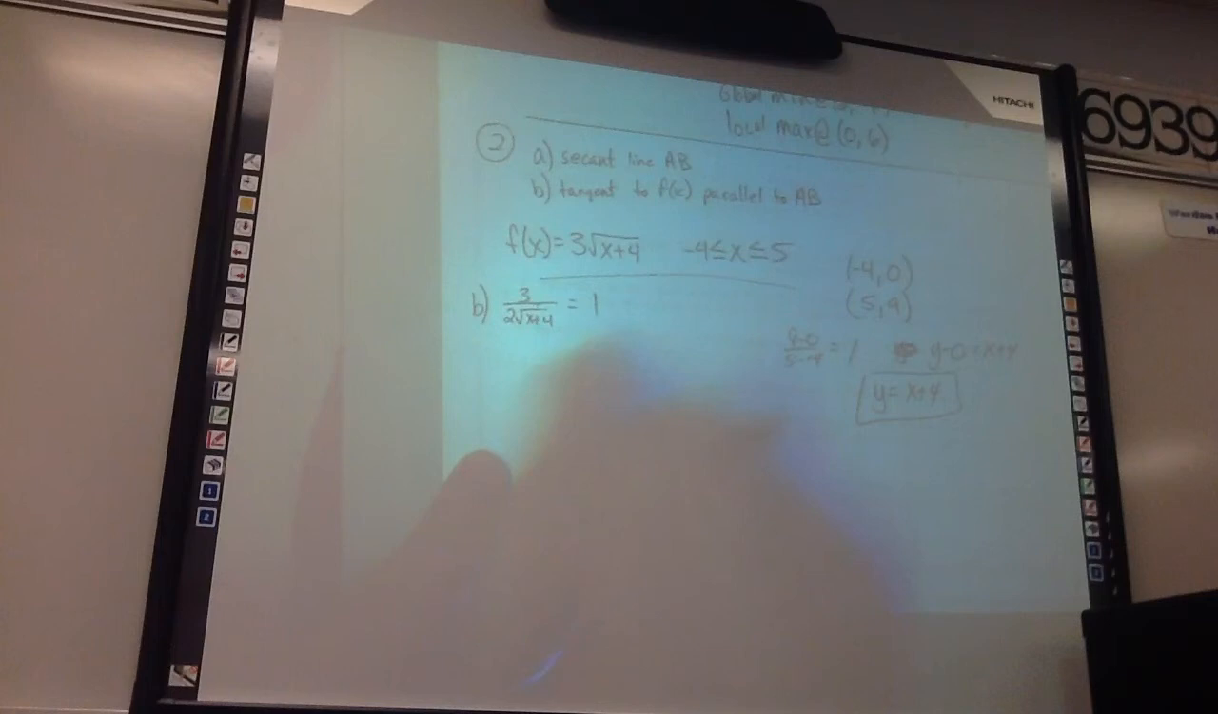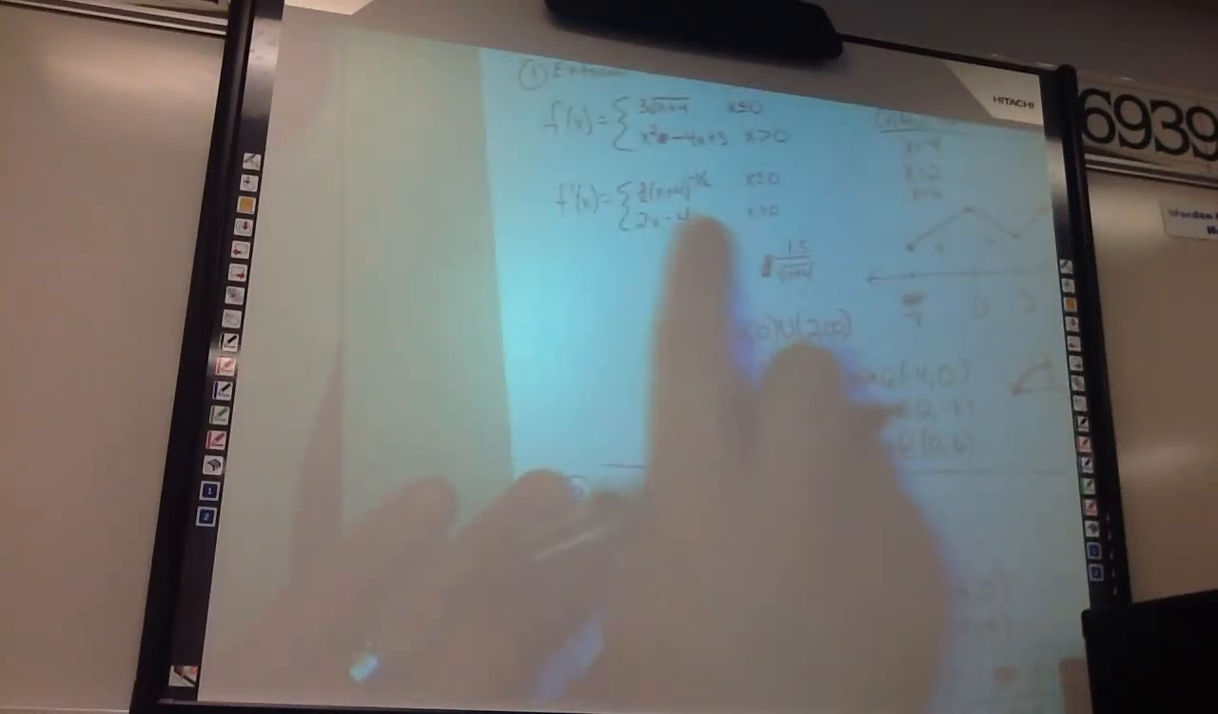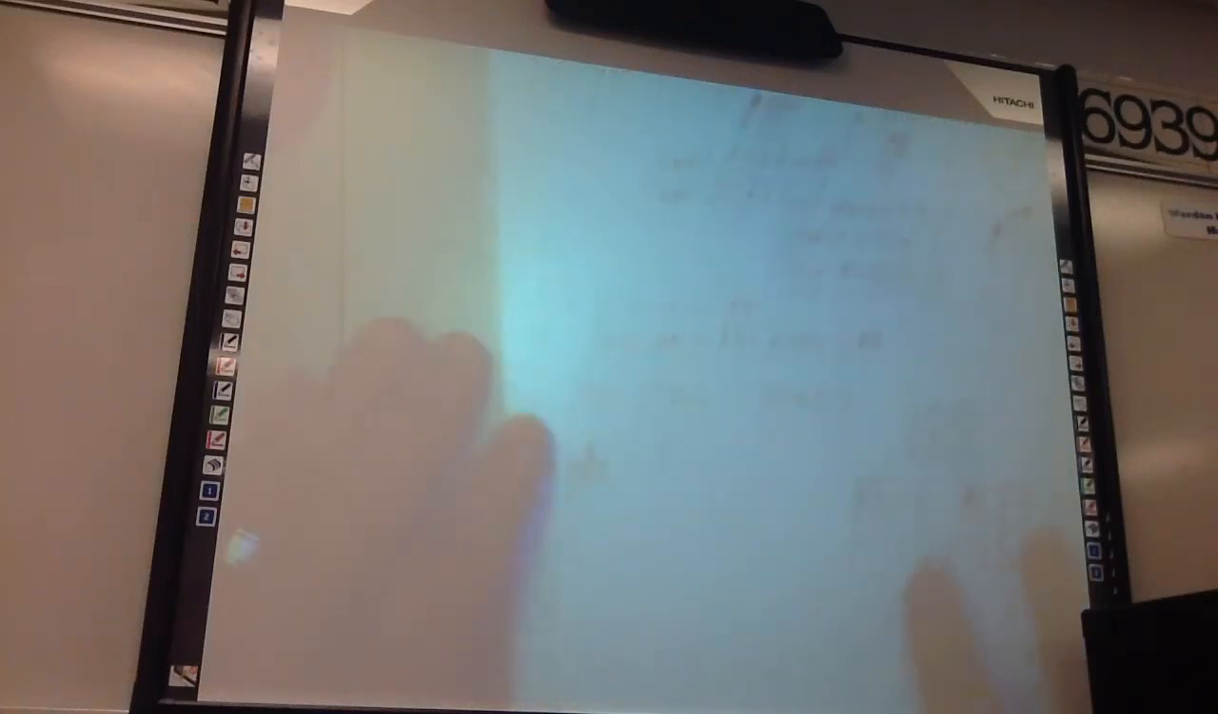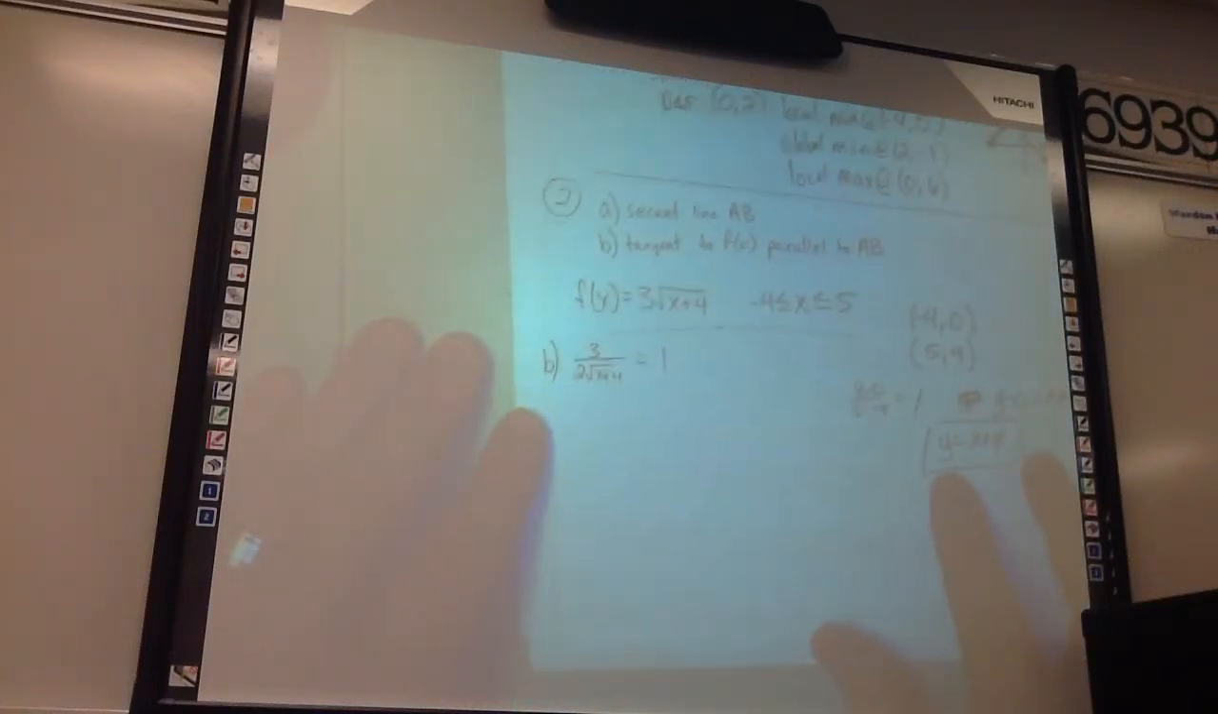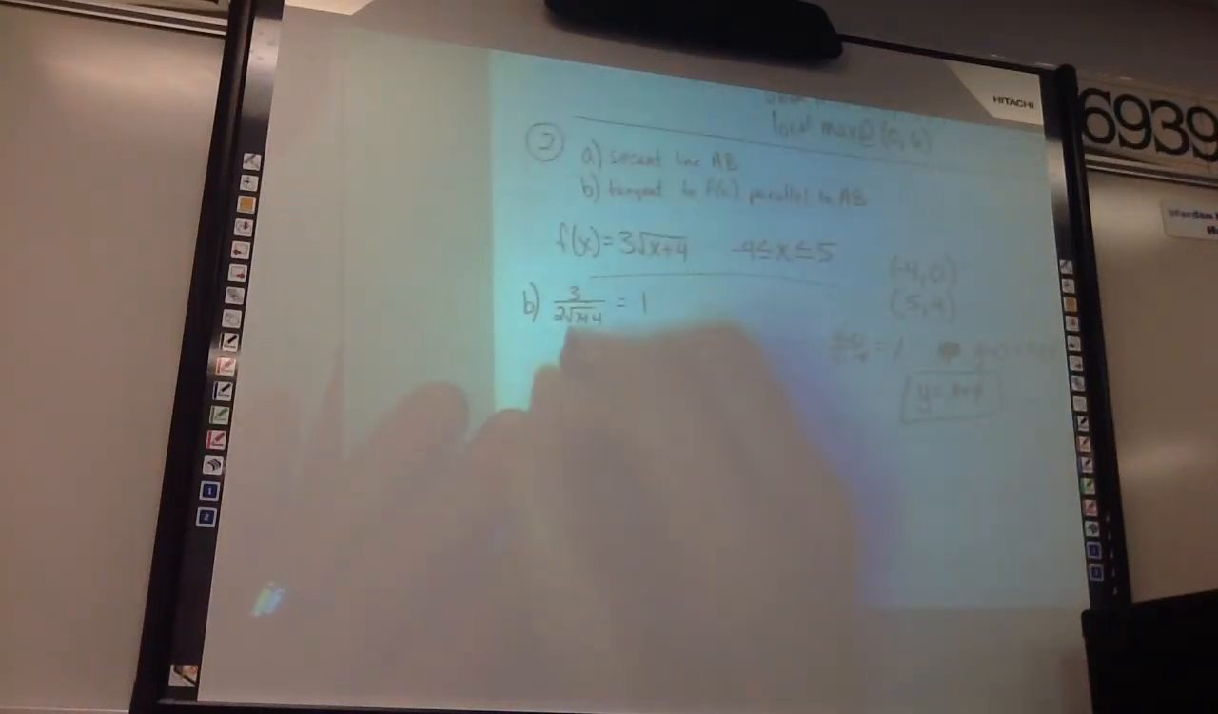That's nice, because now when I solve for x, you multiply by the denominator. And you have 3 equals 2 times x plus 4 to the 1/2. Why is it a fraction? Because our derivative, remember, was x plus 4 to the negative 1/2 power. This was the same one from up above, so you could have just used your derivative. So you get 3 equals 2 root x plus 4.